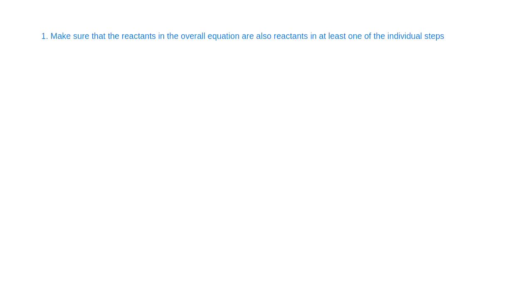Now, these steps that I'm talking about right now aren't going to make a whole lot of sense until we do an actual example. So for right now, just write down the steps and we'll take a look at how these steps can be followed. But first of all, we need to make sure that the reactants in the overall equation are also reactants in at least one of the individual steps. The second part is to do the same thing, but for the products.